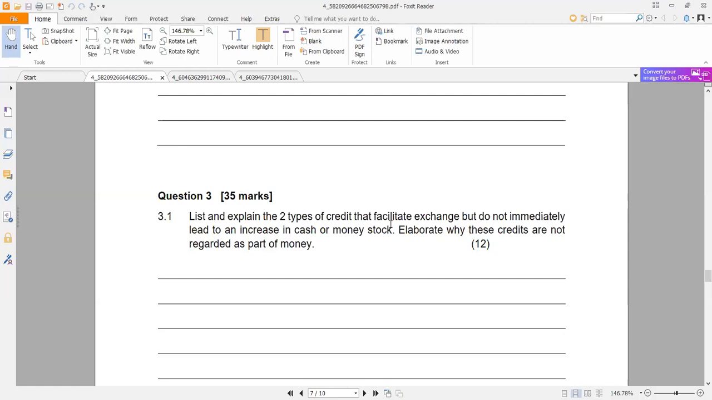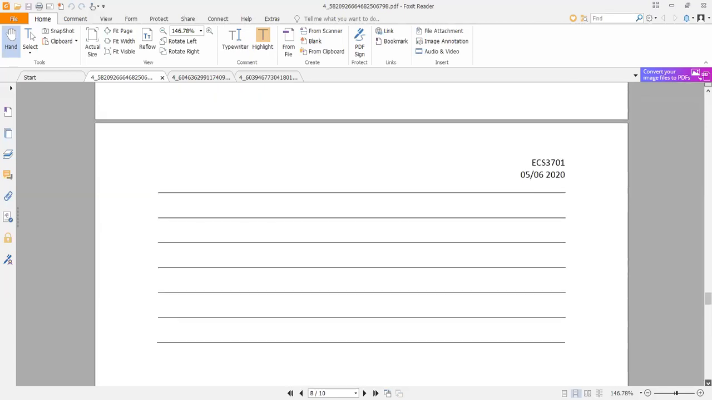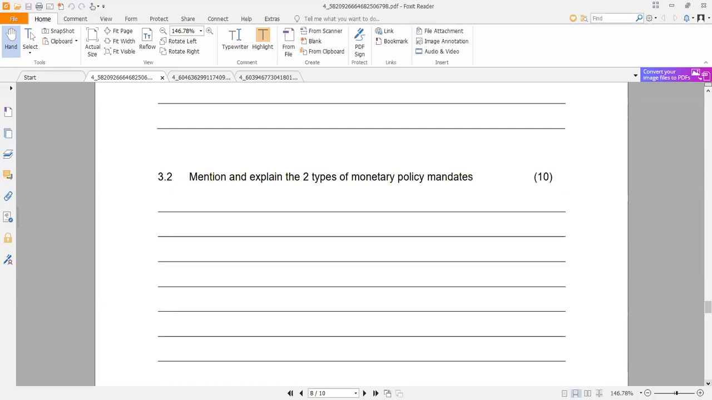So money stock does not change because of the future payments that are going to be made at a future date, isn't it? But later on, that is when the money stock or the cash in circulation will change. So those were the two factors or two points that we are supposed to explain.